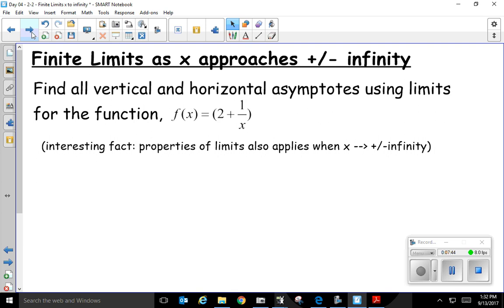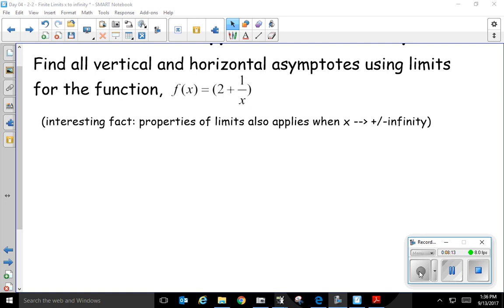Why don't you try this one? Find all vertical and horizontal asymptotes using limits for the function f of x equals 2 plus 1 over x. Now keep in mind, for vertical asymptotes, you can just figure out what makes it undefined. Good luck. All right, we are going to do the horizontal limits first, because those are where I am plugging in the positive and negative infinities.